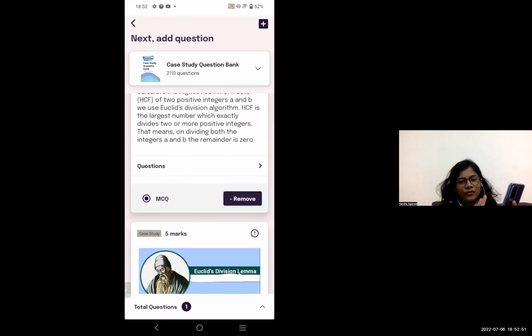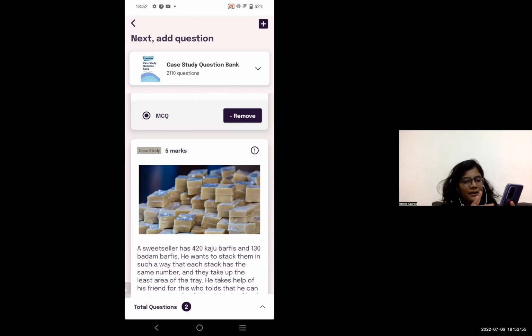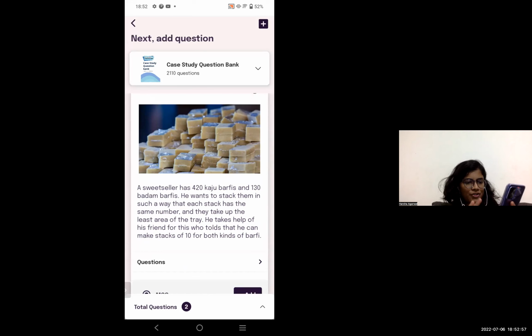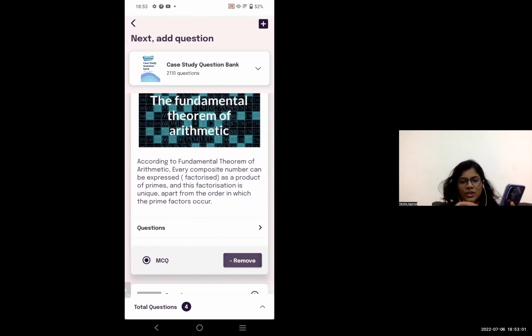Okay, let's say I want to add the other questions also. I will click on add. Okay, there are third questions. You can see the sweets, kaju barfis are there and everything. So I'll add this as well, and I'll add another question. So now total questions from case study is 4, right? What I'll do is now I'll go back.